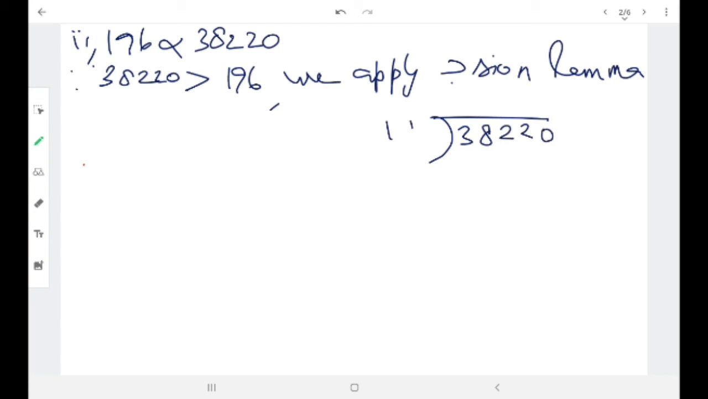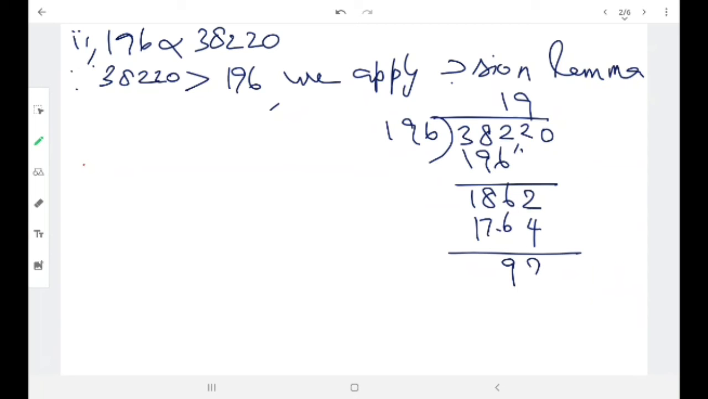38,220, divisor is 196. First 3 digits: 196 times 1 is 196. Remainder is 186. Then 2, 9, 1764. 98. The 0 will come down. 5 into 196 is 980.